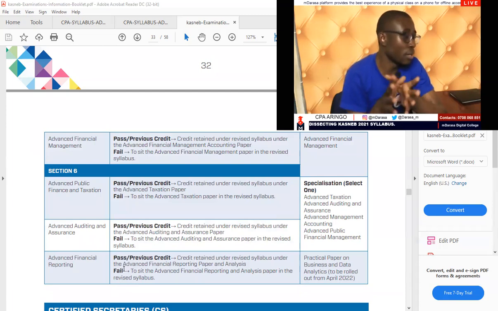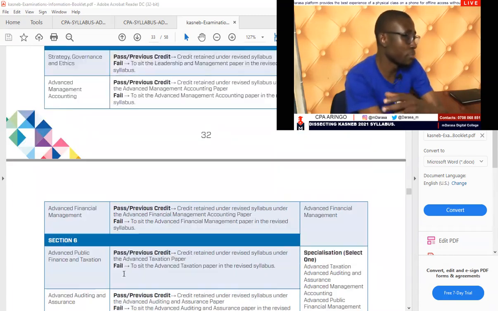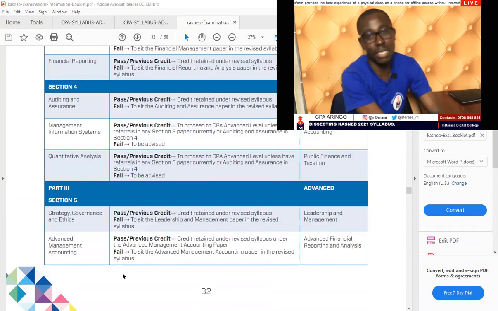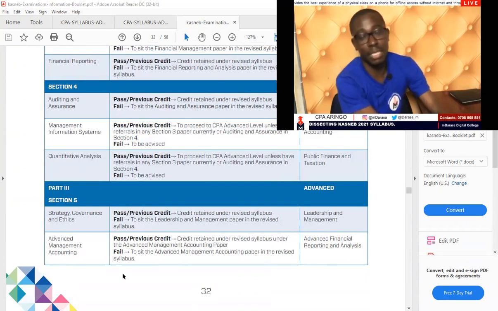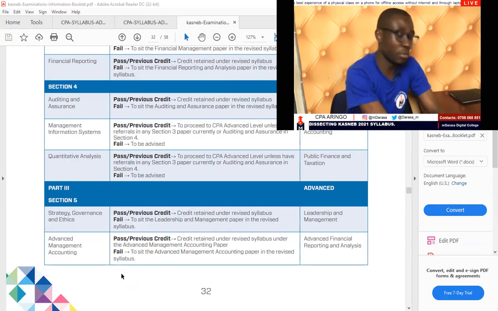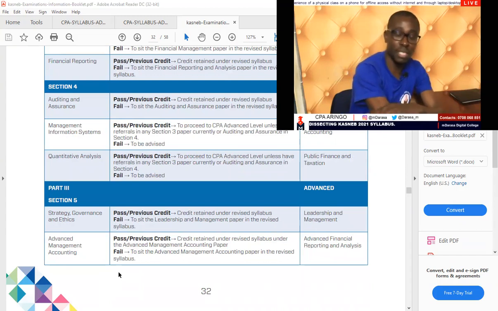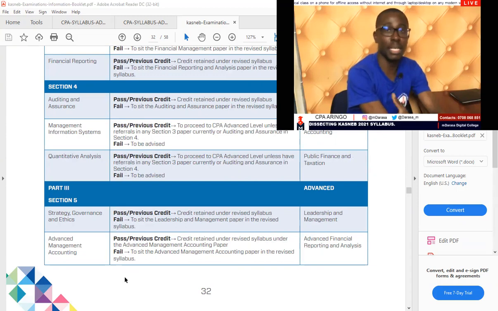That means that there's a very high possibility that at this point, you're talking of advanced level, but advanced level just as it used to be on the current syllabus, talk of section 5 and 6. So right now, you're not talking of the same. Right now, we'll be talking of compulsory and the specialization.